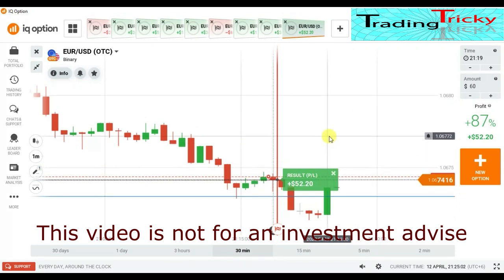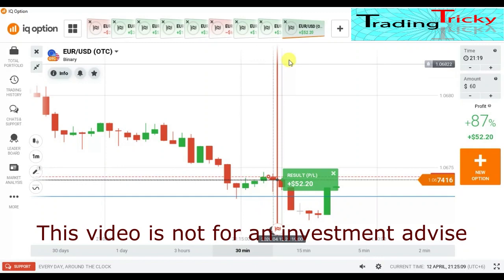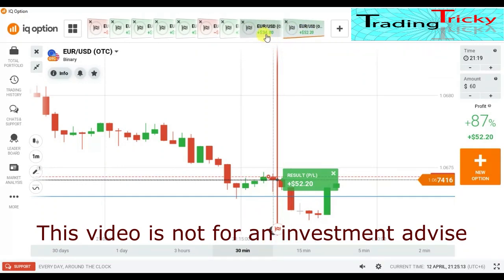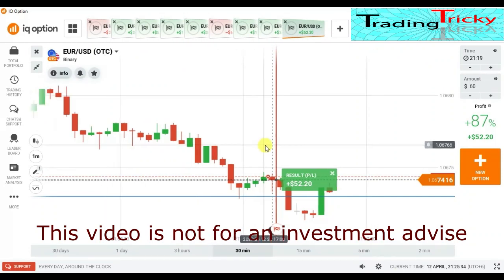So let me calculate this. In total I lost $80, and I won 50 and 30, 80, 80, 20, 100, then 50, 150, and here you can see 80. So I made around 200 plus.